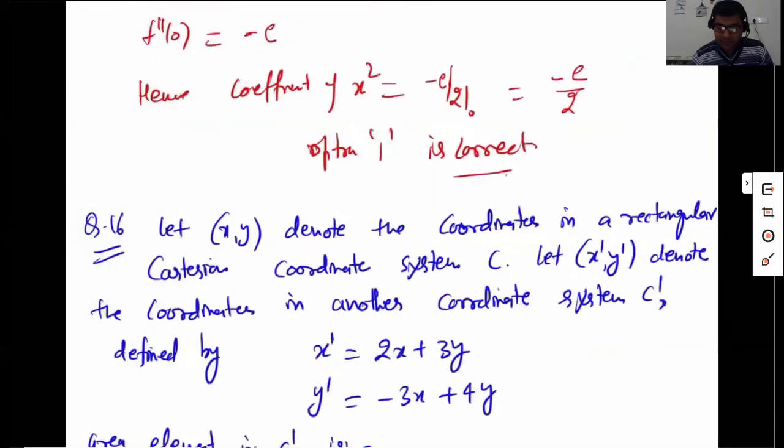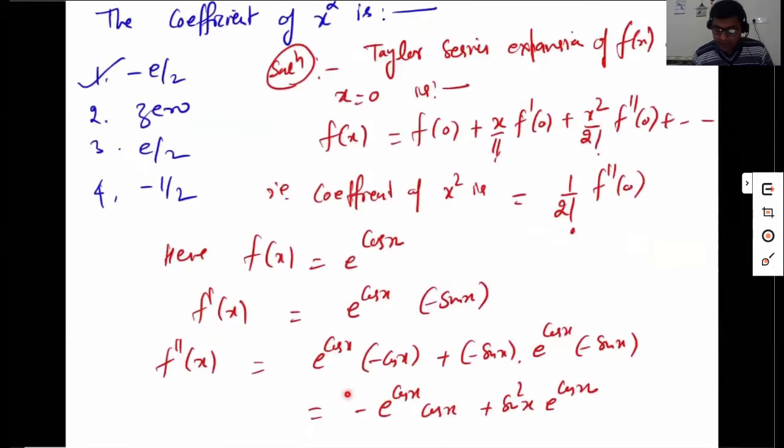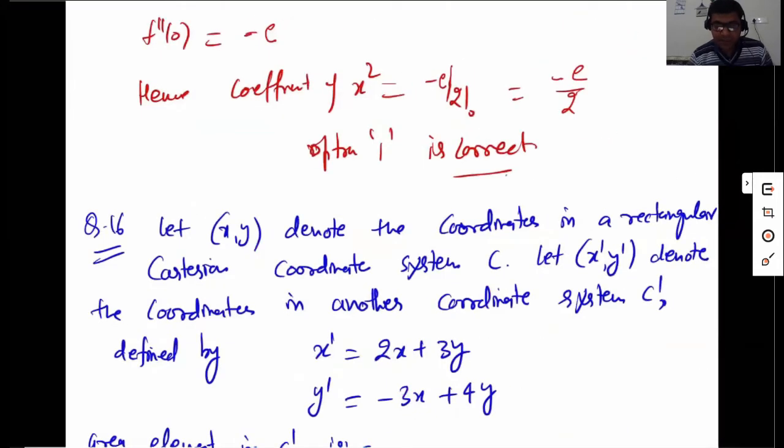If I put x equal to 0 in this expression, what do you see? At x equal to 0, sine square x is going to give me 0. So the second term is essentially 0, and for the first term cos 0 will be 1, and e to the power cos 0 is e to the power 1. So that's it. It means f double prime 0 is actually minus e.